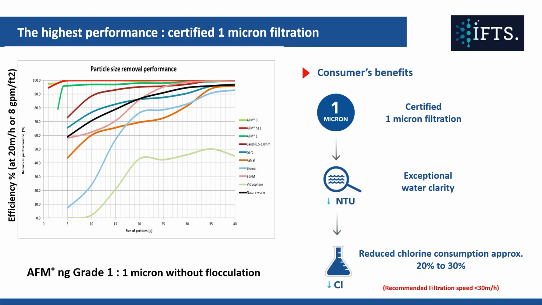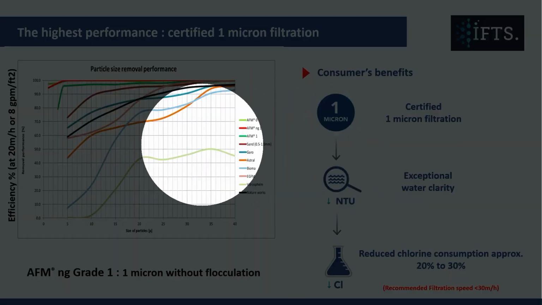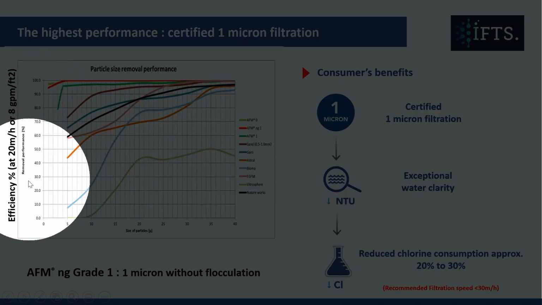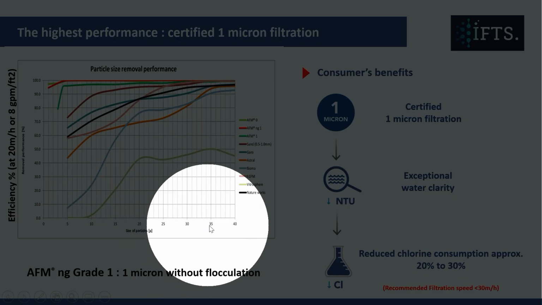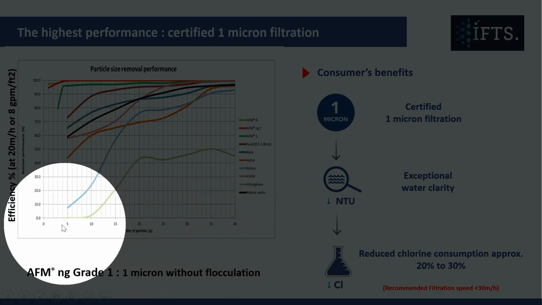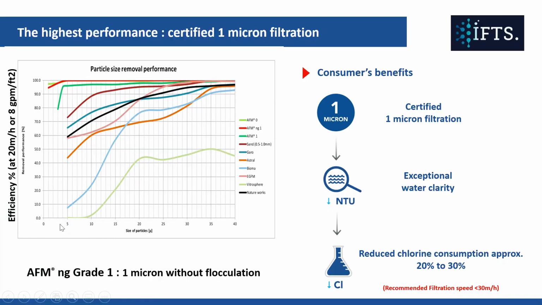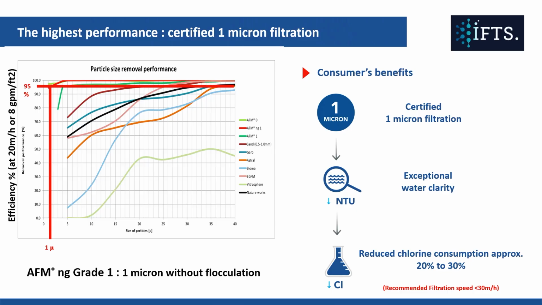So what you see on the left-hand axis here is the percentage of particle removal against the size along the bottom. And we have a number of different medias that have been tested here. The first one being AFM NG. And if we draw that line at 95% particle removal, you can see there's 95% of all particles being removed down to 1 micron. Sand was the next best media that was tested here, down to 20 micron.